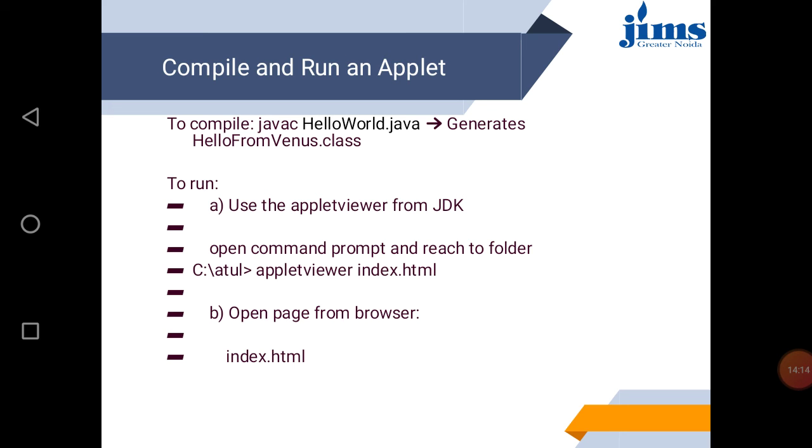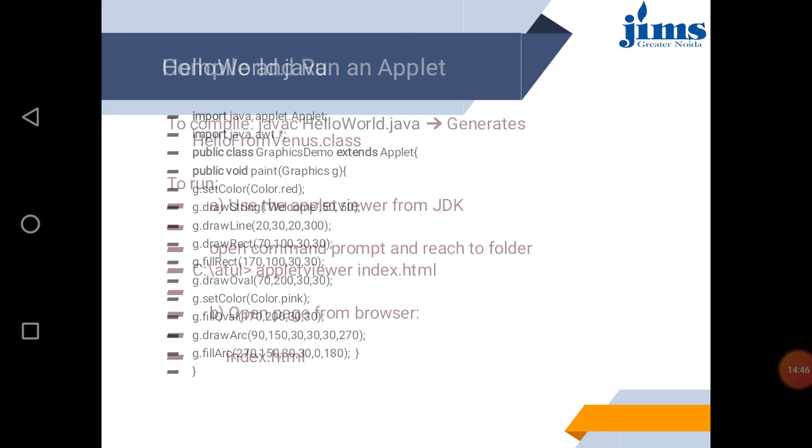And to run your application or applet, we can open the command prompt, then at the command prompt we type appletviewer and index.html. In index.html there is a link to the class file, so it will open the browser and we will see index.html. Now index.html will call the applet from the server, and it will execute on the client machine.